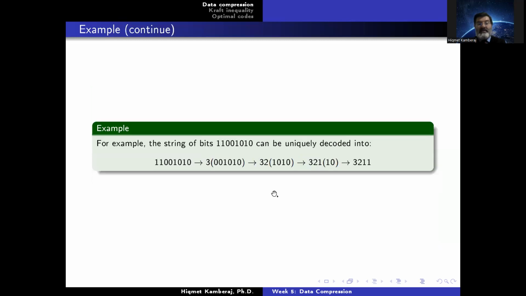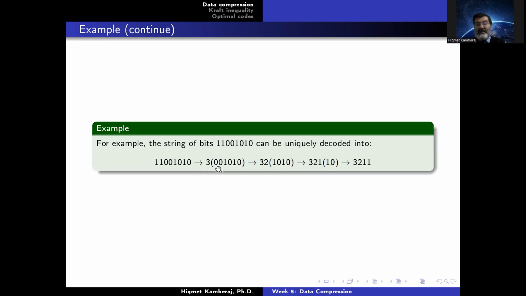For example, suppose that I have the string of bits 1, 1, 0, 0, 1, 0, 1, 0. Now, this can be uniquely decoded as follows. 1, 1, using the code before, is 3. Now, you could see the next following bit is 0. However, the length of the string that is following is 6, so it is an even number. Then this is decoded into 3.